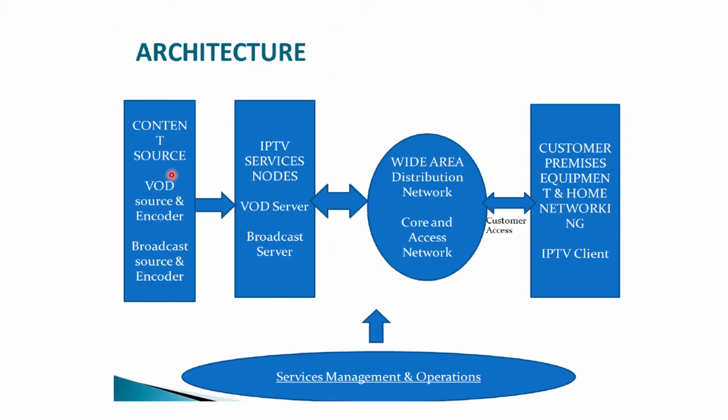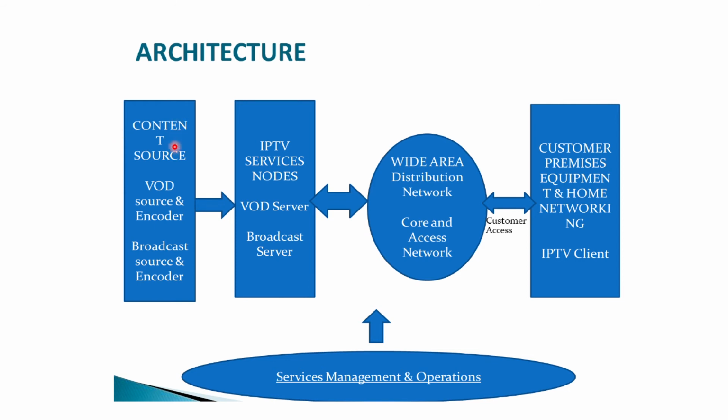So content source, that is video on demand source and encoder, broadcast source and encoder. So this will be the content sources that will be given to the service nodes. So these are the IPTV service nodes, which include VOD servers and the broadcast servers. Okay. Then it is given to the wide area distribution network, which has a core and access network. And then finally it goes to the customer. So this is the customer premises equipment and home networking, and this is the IPTV. Now all these things are governed with the service management and operations. So this is the actual architecture of the internet protocol television.